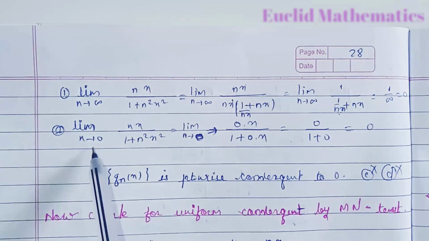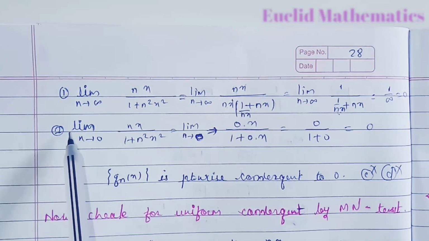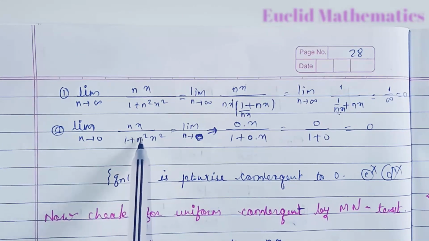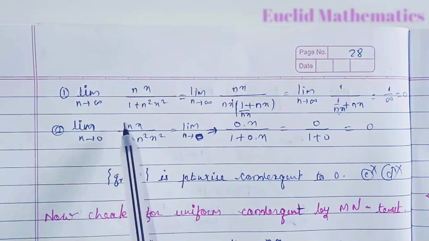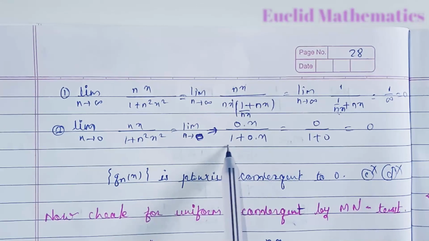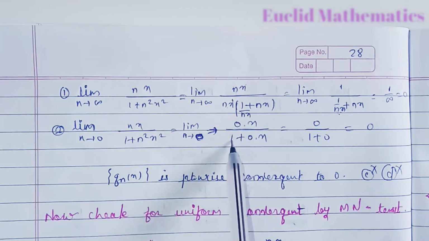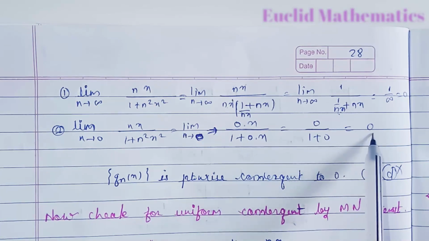So we have to check whether the end point of our interval gives finite values or not. Now in my second option, apply limit n tends to 0 to gn(x), which is 0 into x upon 1 plus 0 into x. Directly substitute the value as n tends to 0, because 1 is present here, so it cannot go to infinity. 0 upon 1 plus 0, so we know that 0 upon something always remains 0.